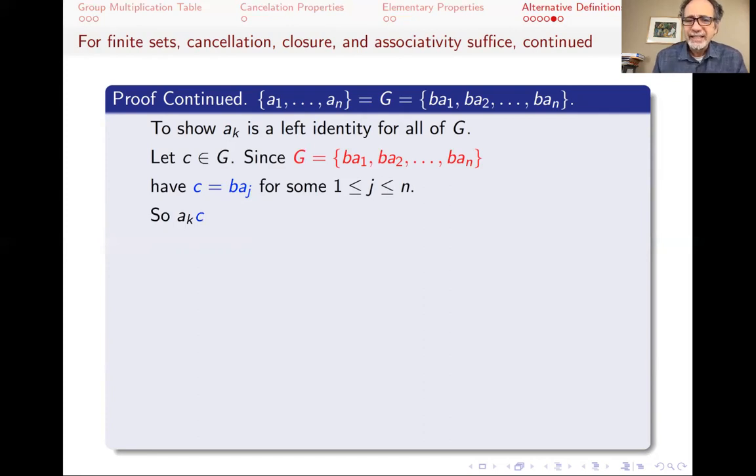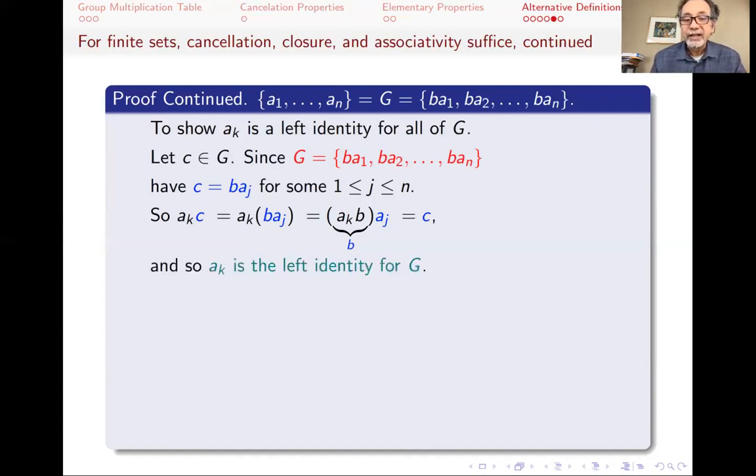Now let's look at AKC. We want to show that AK is a left identity, and that's why we want to look at AKC. C is an arbitrary element. If AKC is C, then AK is the left identity for all of G. Instead of C, I'm going to put BAJ. Use associativity. And remember, AKB is B because AK is the left identity for B. In fact, it is the identity for B. So I get BAJ. But BAJ is C. So I got AKC equals C. And so AK is the left identity for all of G. Maybe I should show that AK is the right identity. I don't need that because of what we proved before.